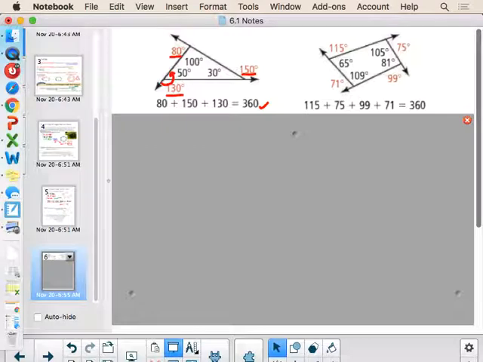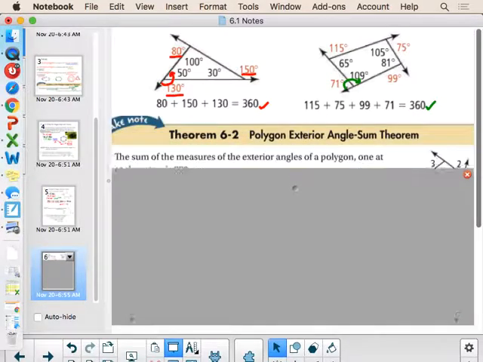Let's look at the quadrilateral. Same thing. Exteriors are going to be a linear pair with their respective interior angles. So we have an exterior of 71, an exterior of 115, an exterior of 75, and an exterior of 99. If I add those up, I get 360. I wonder if you can figure out what the theorem is that I'm about to give to you.